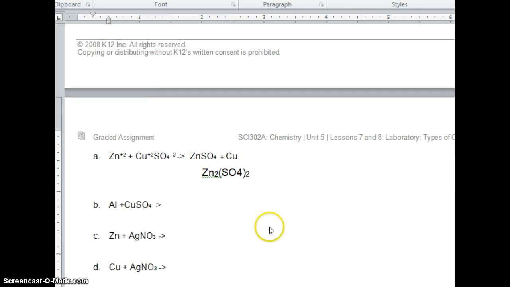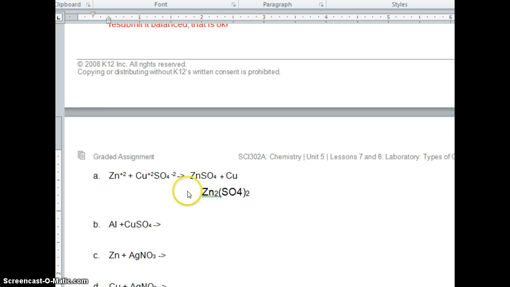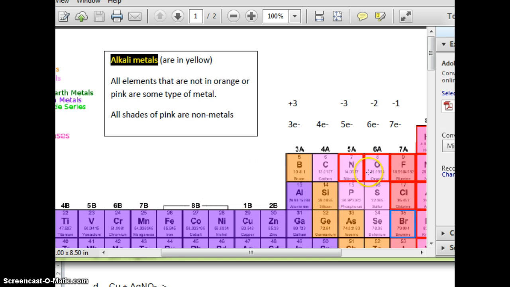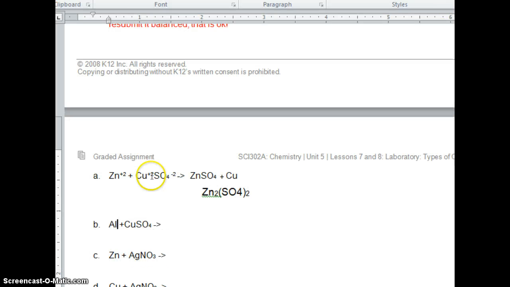All right, let's go ahead and do the next one. So aluminum is right here in group 3. So what's the charge of aluminum? Aluminum is positive 3. Copper, for all of these problems, it's going to be positive 2. And sulfate from up here, we know is a charge of negative 2.